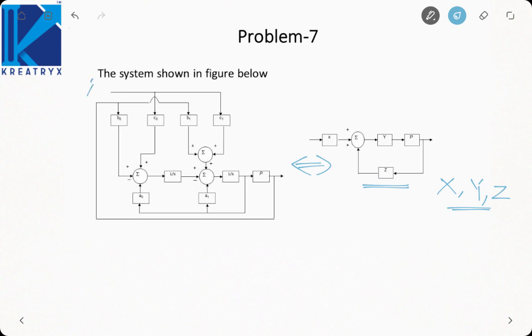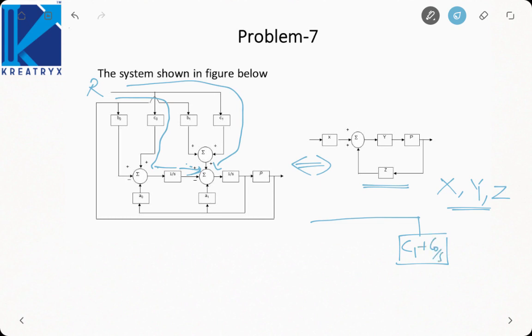Here input R is coming. So input R is going with C1 over this summer, R into C1. R is also going here, R into C0. Then it goes with 1 by S into again this summer. So R has two paths, one is C1 and one is C0 by S. So what I can do is club these paths like this: C1 plus C0 by S.